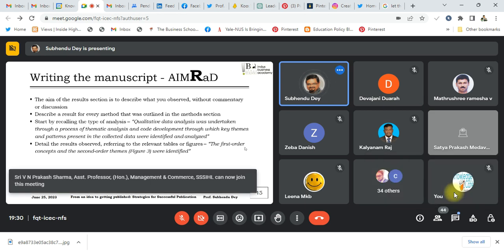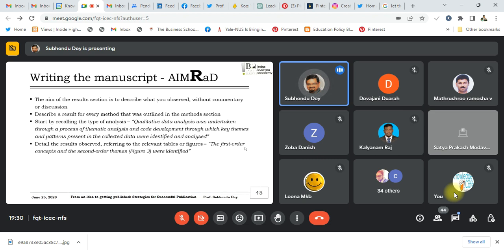So this is the heart of the work, where the first order concepts and the second order themes are very, very clearly written. And that is where we identify those three A's. Whatever you observe, you have to give it in the form of very clear tables or figures. And I'll come to it a little later in terms of where do we use text, and where do we use tables or figures.